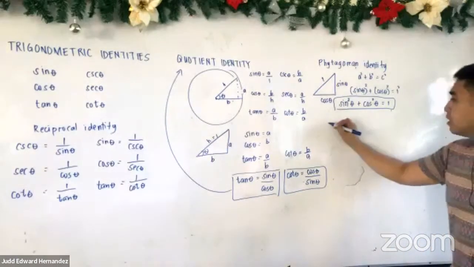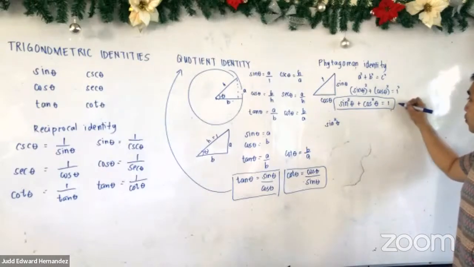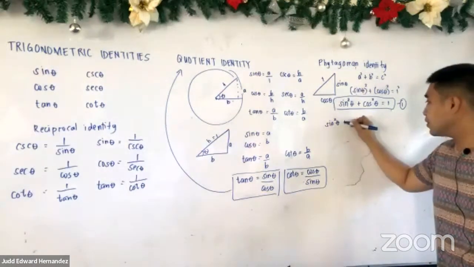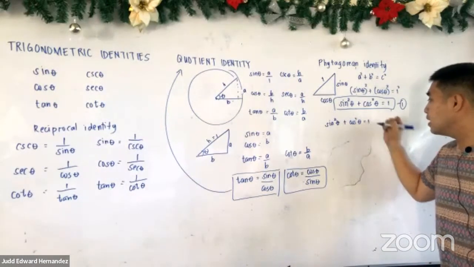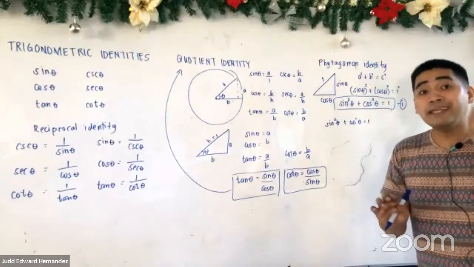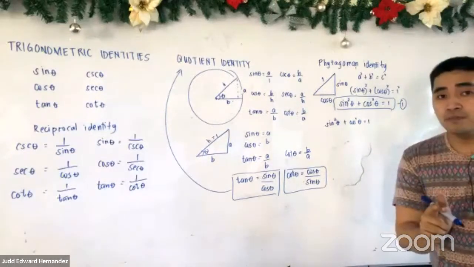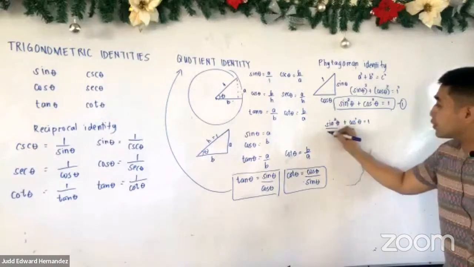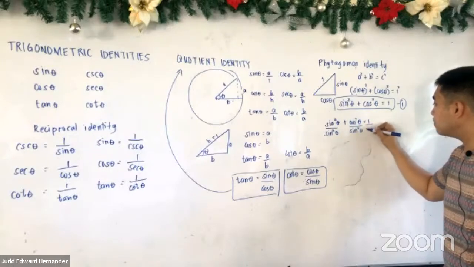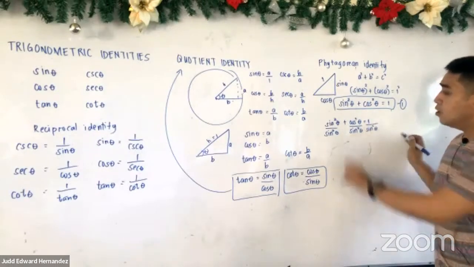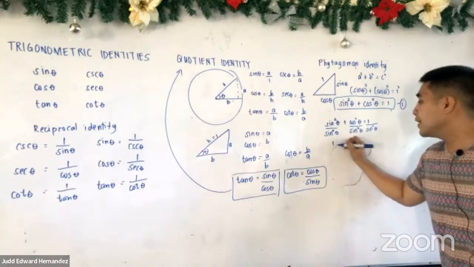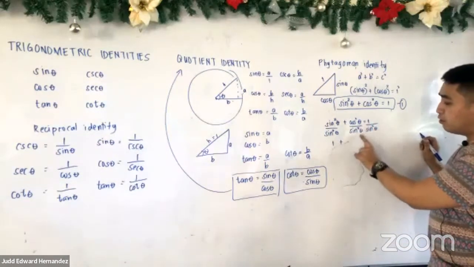Okay, so from here, ito po yung number 1 na Pythagorean identity natin. We are given sine squared theta plus cosine squared theta is equal to 1. Pwede pa nating ilabas yung iba pang Pythagorean identity, wherein may dalawa pang natitira. What are we going to do? The first one is to divide all the terms by sine squared theta. What is sine squared theta divided by sine squared theta? That is 1. Plus, what is cosine over sine?